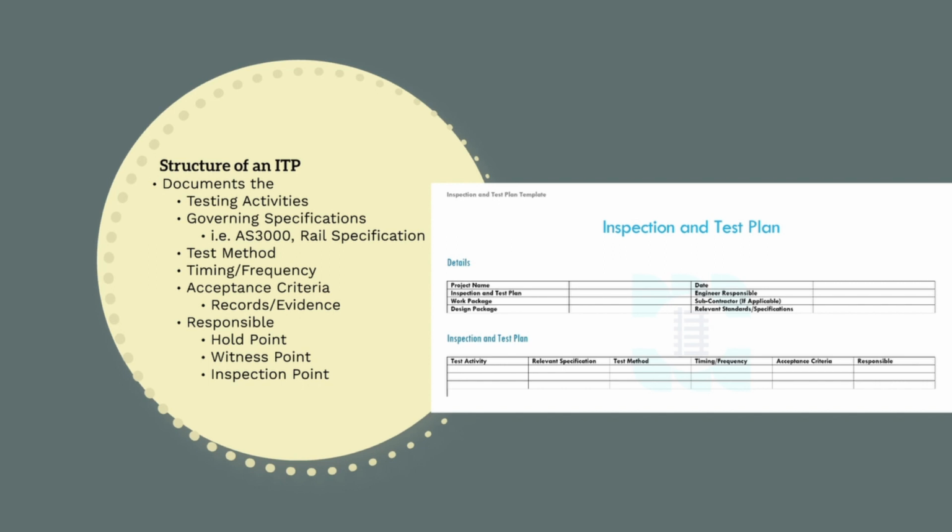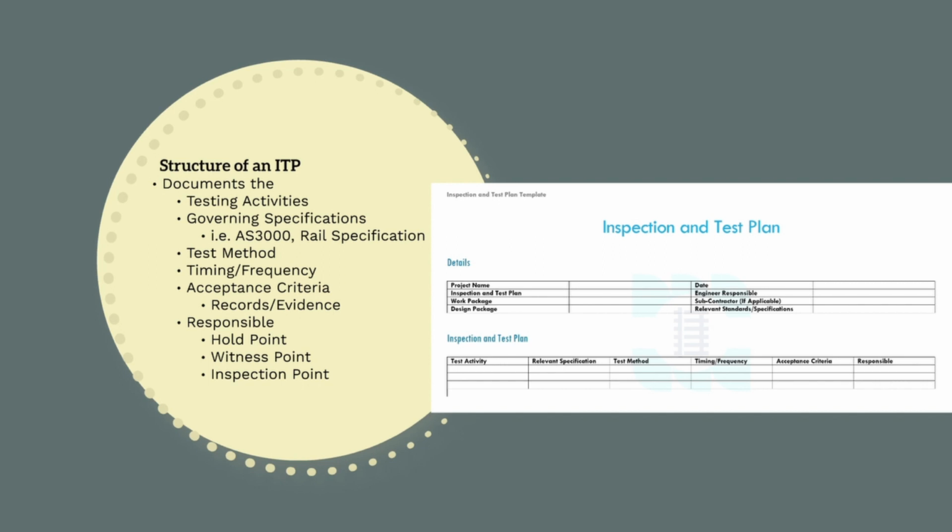Finally, the responsible person section nominates all the relevant authorities who need to have inspected and approved the activity. There may be multiple individuals responsible for checking, including the subcontractor, a representative like us from the contractor, the client, or even other third parties, such as an electrical inspector. In this section, we'll need to nominate if it's a hold point. This means works cannot proceed past this point without the relevant approval.